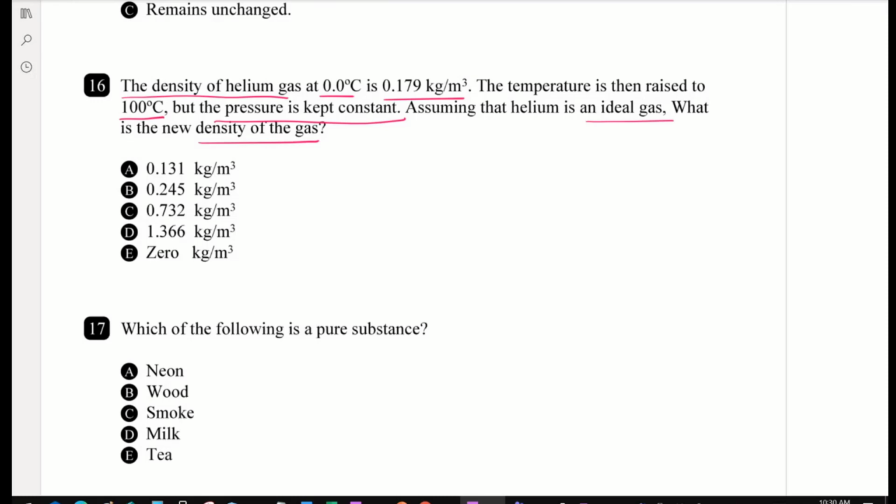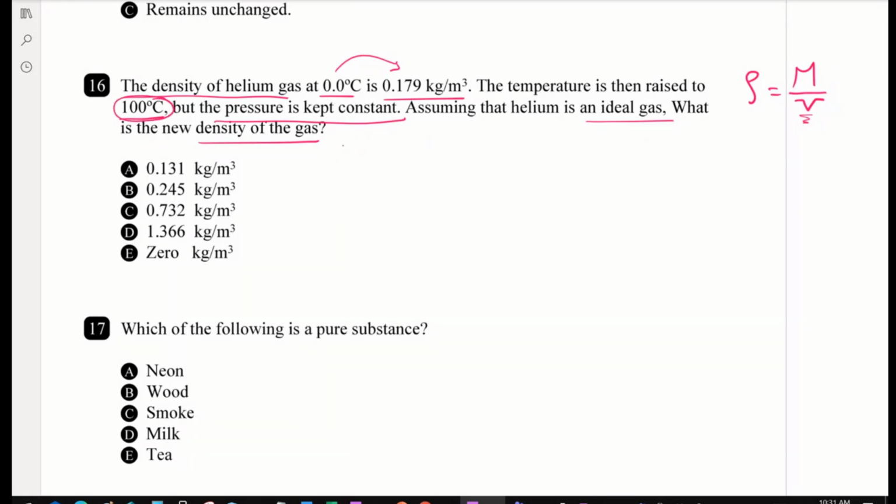So he gives us the density. Density is what? Mass over volume. So the mass here does not change. I have some helium in a tank or in a balloon or whatever. So the mass does not change. So the change here is in the volume because he changes the temperature. The density of the helium, he gives it to us at 0 degrees Celsius, and he wants the other density when he changes into 100 degrees Celsius.